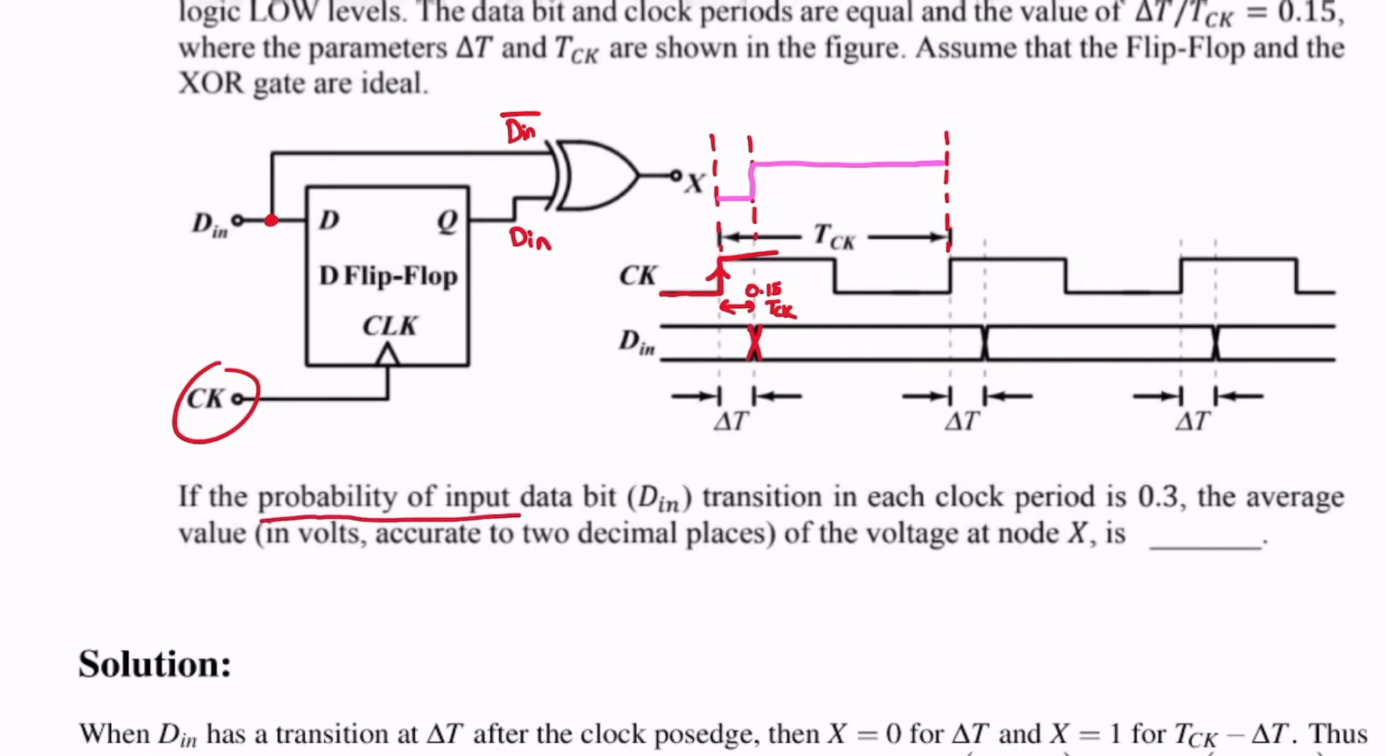We are given that the probability of the data bit to transition in each clock period is 0.3. That is, 30% of the time it's going to be like this, but 70% of the time it's going to be like this, that there is no transition here, and so the inputs to the XOR gate are both equal. They just continue to stay equal after the delta T point for the remainder of the clock period. So this is what it's going to look like 70% of the time, and this is what it's going to look like 30% of the time.